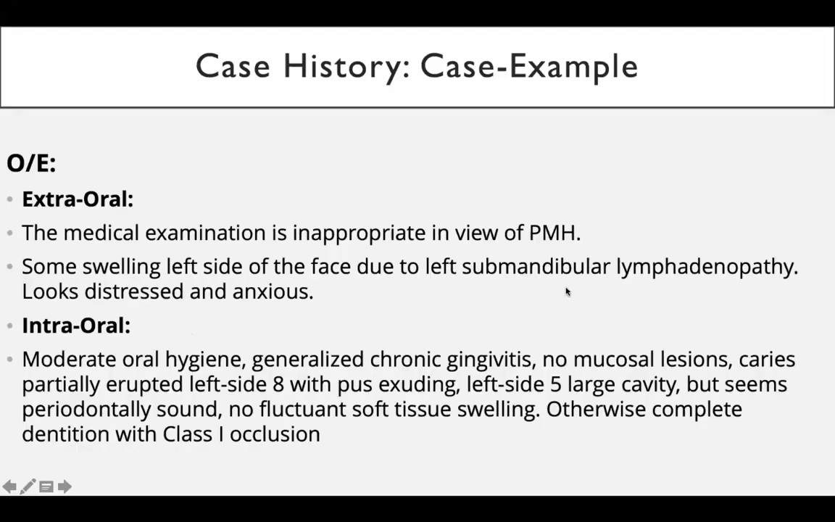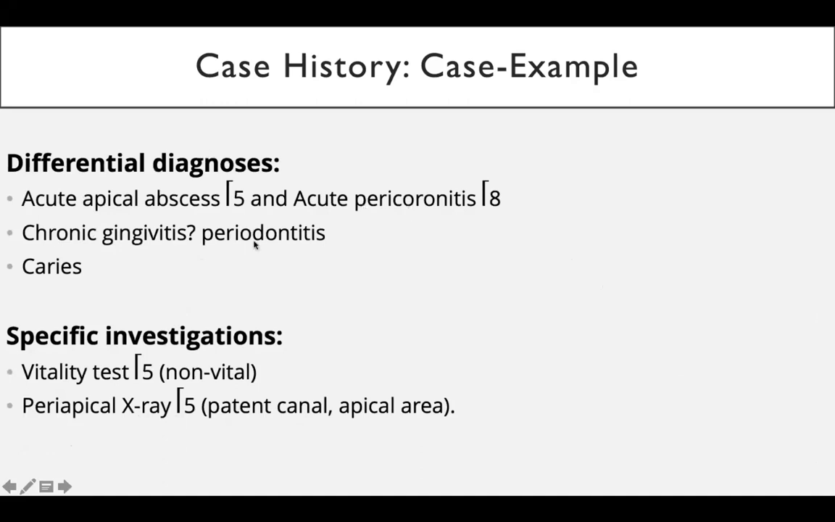Okay, so this should be left because we know, according to the Palmer notation system, this is left 5th, the second premolar, and this is the third molar, right? And we have seen chronic gingivitis. We have a question mark here. You need to perform some tests to confirm this, and then periodontitis, and we have some caries as we have seen at 8th, erupted caries.